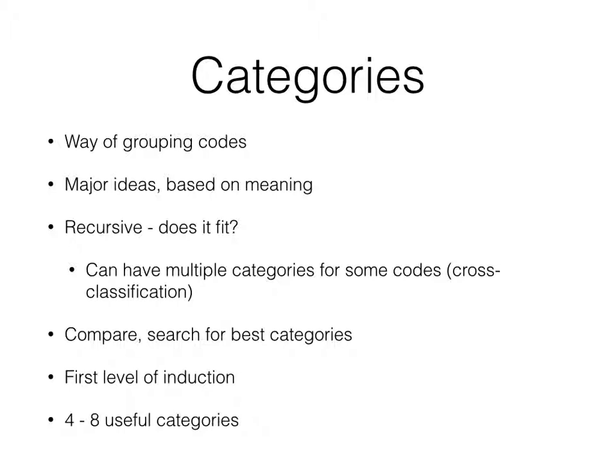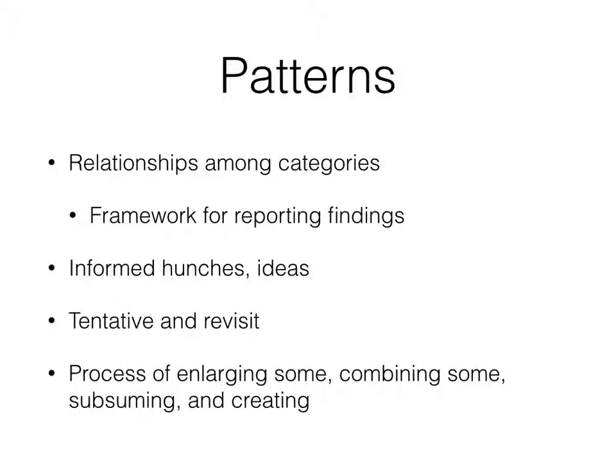Usually we suggest 4 to 8 useful categories. If you can get all of your data down into 4 to 8 categories, that's workable, and you're ready to start finding the evidence that you want to use as you write your narrative.